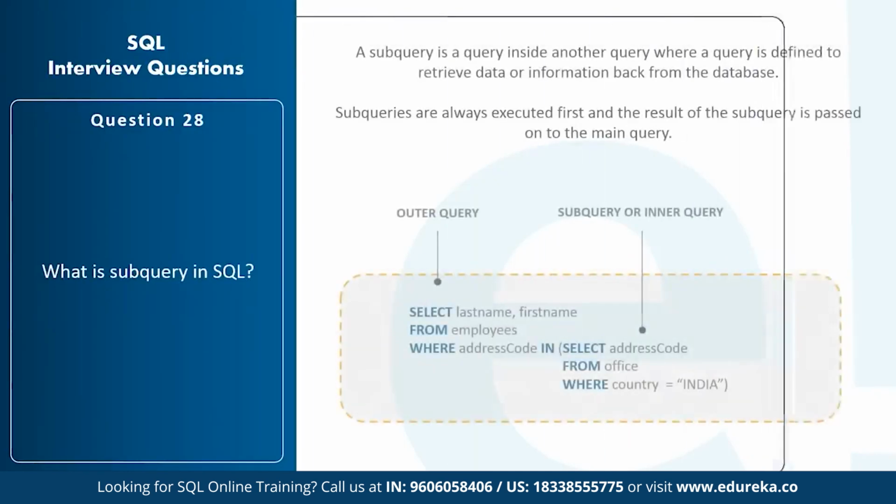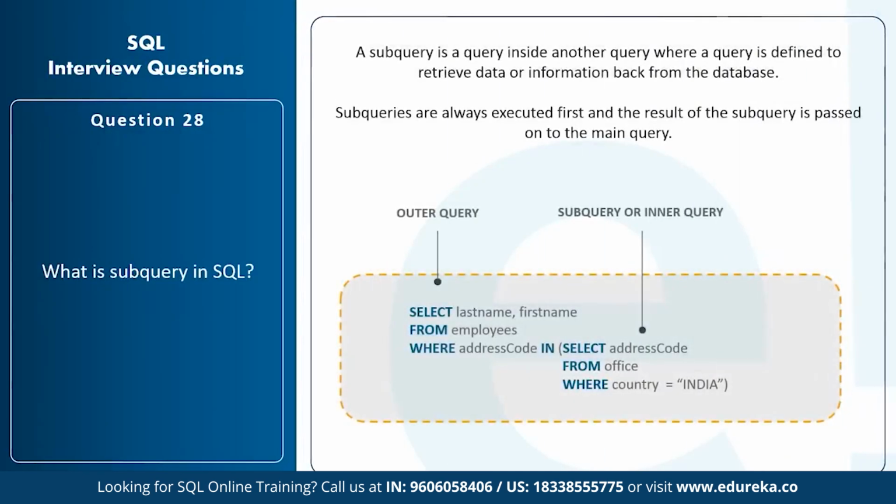A subquery is basically a query inside another query, where a query is defined to retrieve data or information back from the database. So subqueries are always executed first, and the result of the subquery is passed on to the main query. As you can see on my screen, I have an outer query inside which I have a subquery or an inner query.